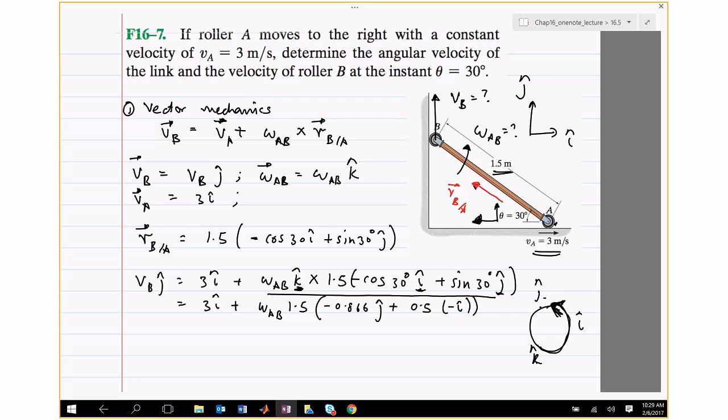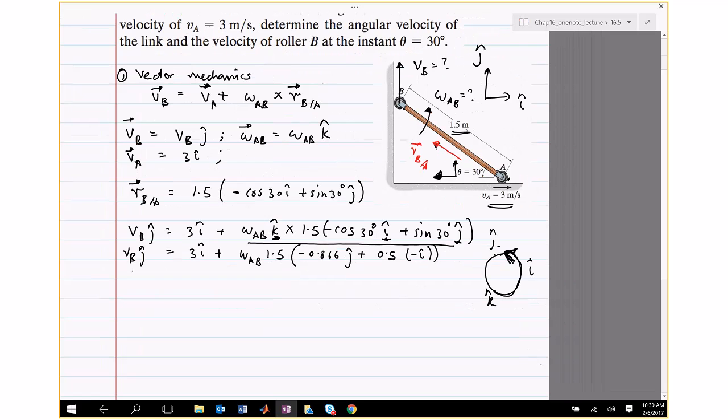Okay, so now I have two unknowns, velocity of B and angular velocity of AB. So I better have two equations. Do I have two equations to solve for the two unknowns? There is an i component and a j component, so there are two equations. What I could do is equate the i component, and the i component on the left-hand side is 0. And then I can equate the j component. So two equations, two unknowns.